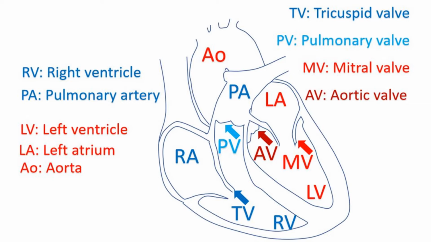Right ventricle pumps blood to the lungs for oxygenation through the pulmonary artery. Pulmonary means in relation to the lungs. The opening from the right ventricle to the pulmonary artery is guarded by the pulmonary valve.